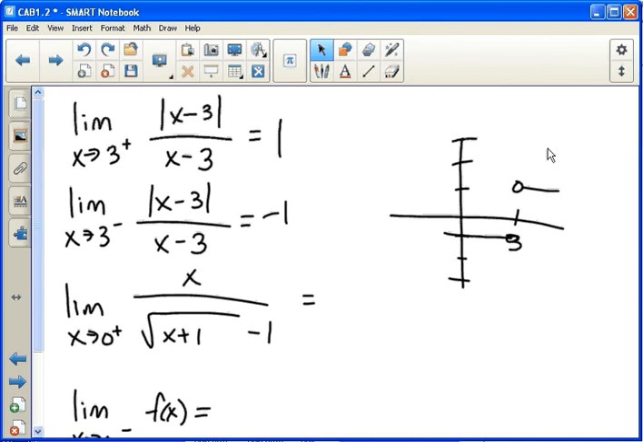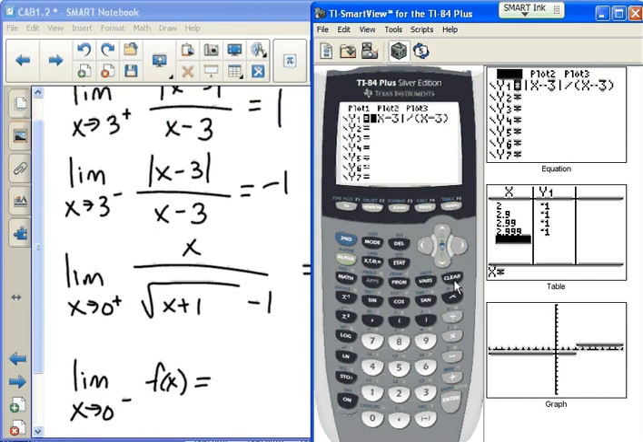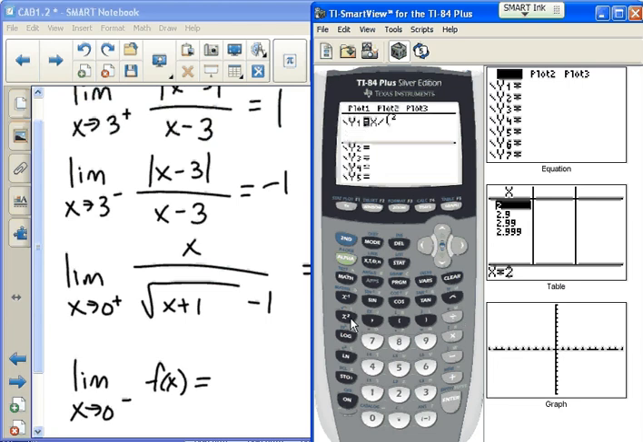Okay, last example, let's look at this one right here. So we'll do the limit as x approaches 0 from the right of x over parentheses square root of x plus 1. And then you need to get out of the square root. Just hit right and then -1. The -1 is not in the square root. But then close the parentheses because we've got to put parentheses around the entire denominator.